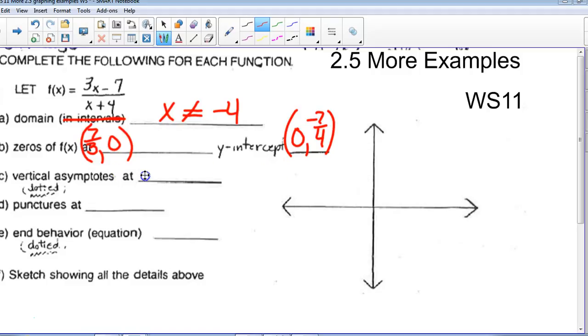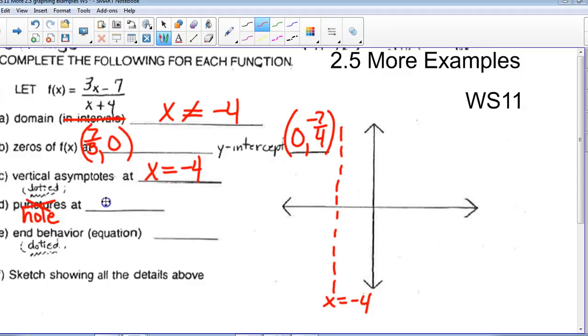Vertical asymptote, denominator equals 0 at. Okay, can I just write -4 on that blank? Only if I want to lose some points, right? Because it has to be an equation of a line. X equals -4. Puncture, guys, we usually call it a hole now. When you get to calculus, they'll call it a point of removable discontinuity or something fancy, okay? It's a hole.